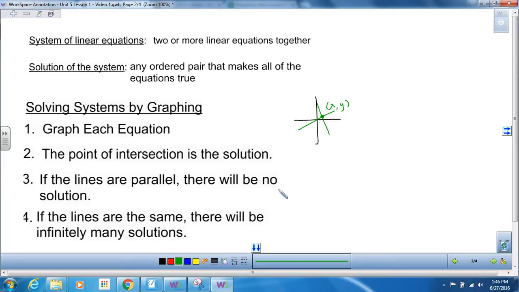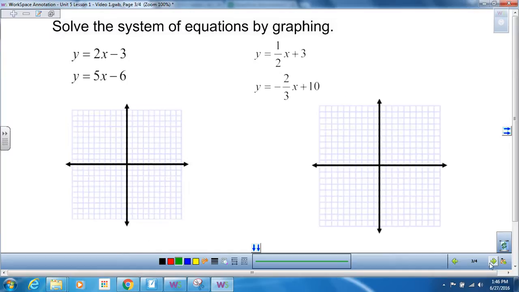If the lines are parallel, then there will be no solution. If the lines are the same, then there are infinitely many solutions. Okay, so let's do these two examples.